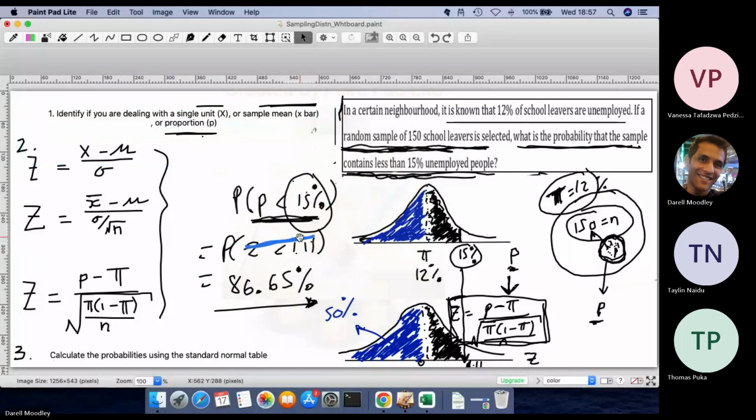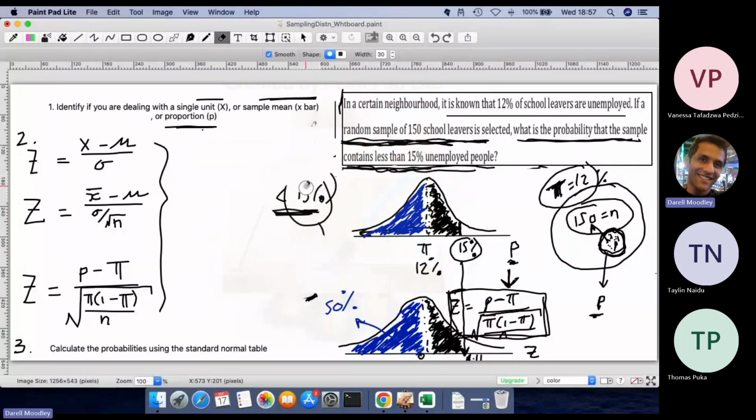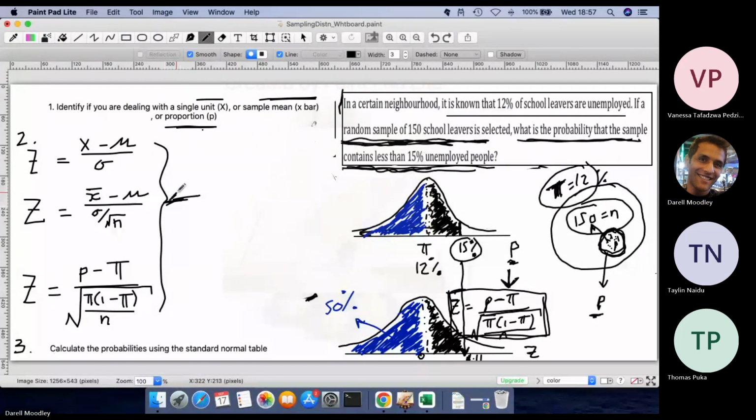One more thing I want to point out. Sometimes you can get asked to determine the standard error. All you need to know about the standard error is very simple. The standard error is whatever is in the denominator of these formulas. So for instance, if you're dealing with the sample mean, option 2 here, your standard error is whatever is in the denominator of that formula.